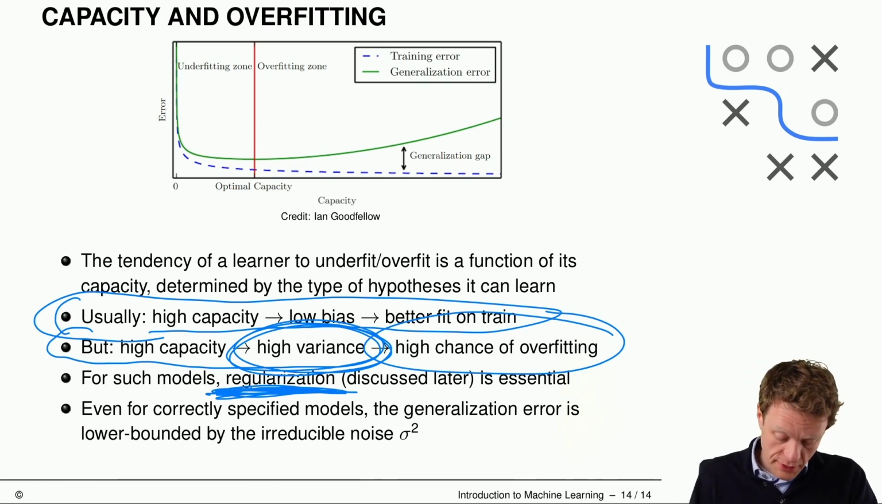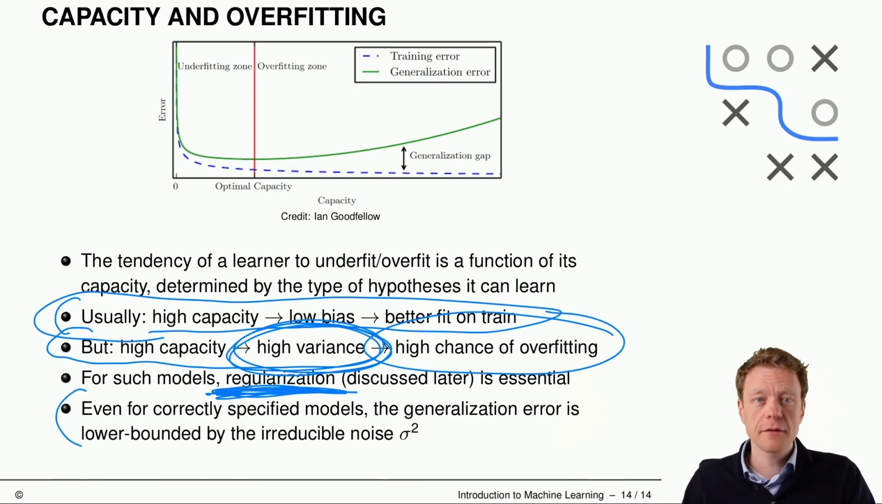And last comment here, even for a correctly specified model, the generalization error is always lower bounded by this irreducible noise sigma square, which is just the variance of the noise.